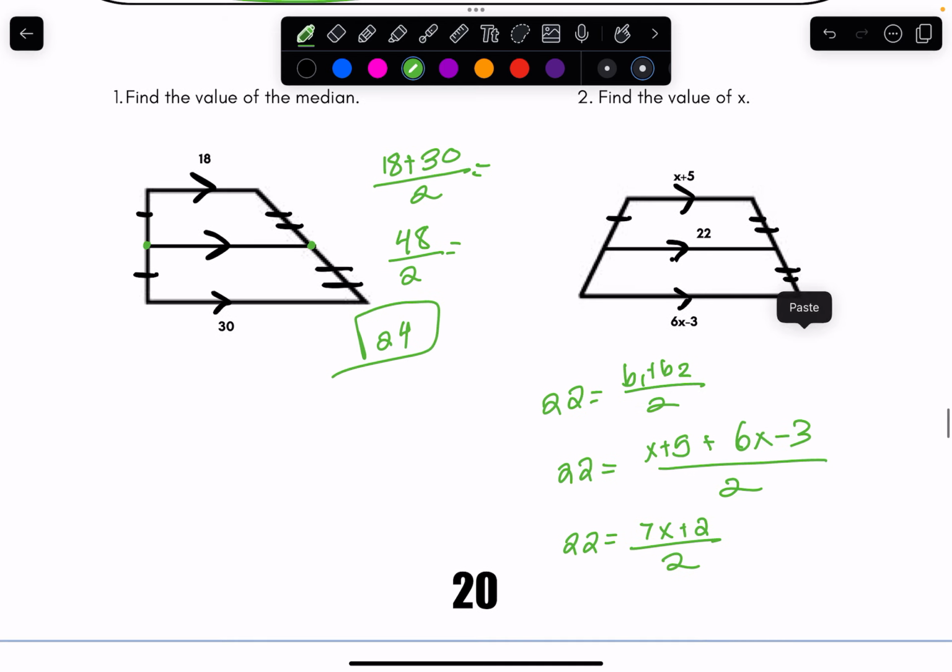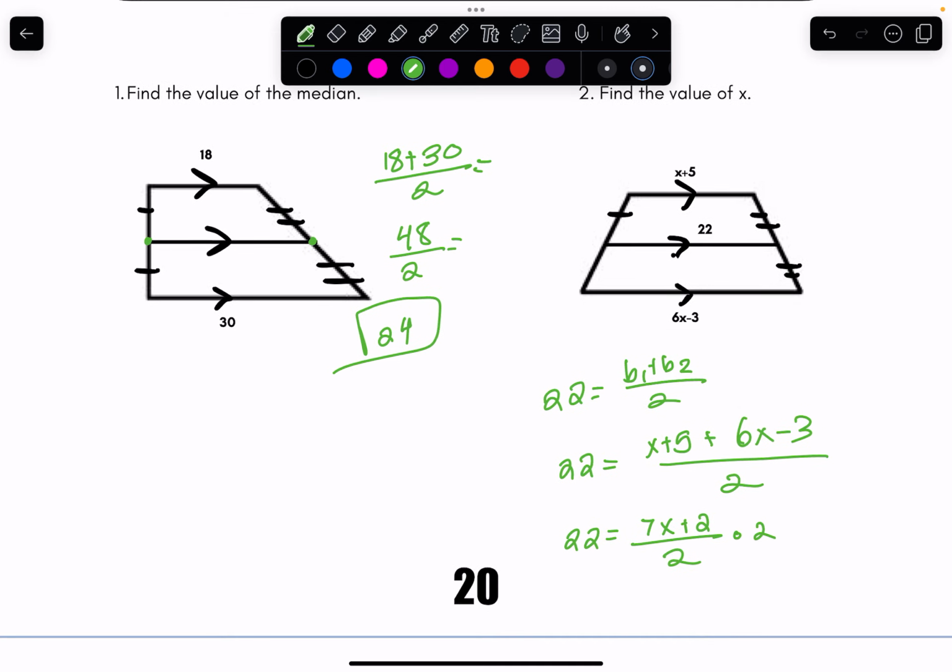And now we just have an algebraic equation. Multiply by 2 on both sides. So these cancel. 7x plus 2 is equal to 44. 7x is equal to 42. Divide by 7. X is equal to 6.